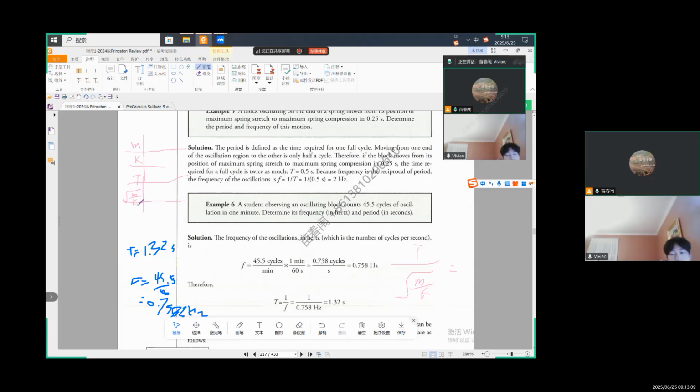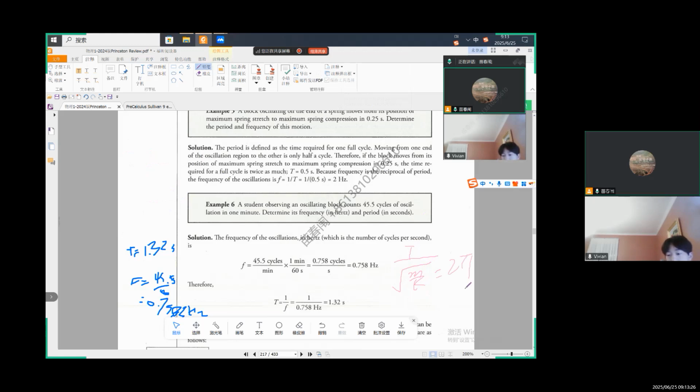So what is T over square root of M over K? There must be something. T over square root of M over K. It actually turned out as 2 pi.